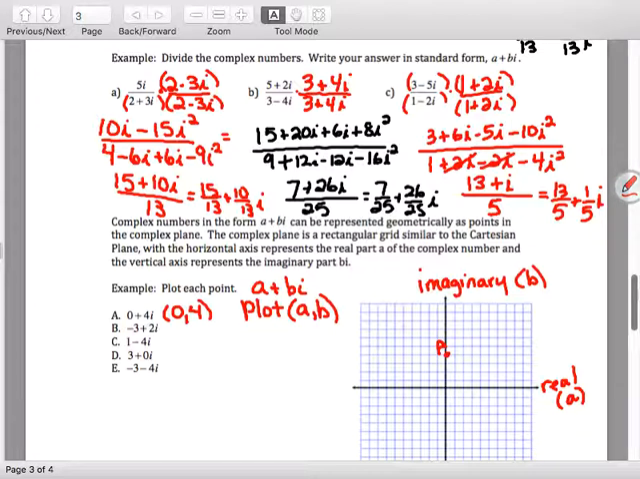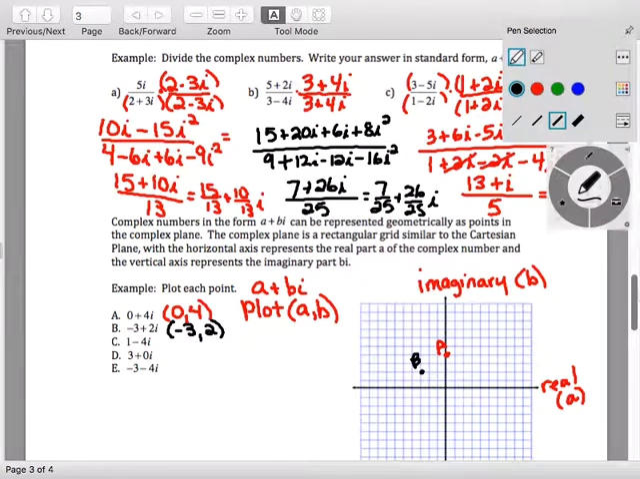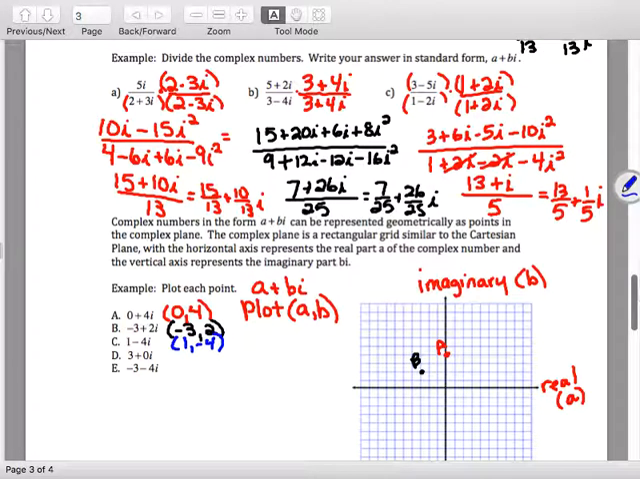To do letter B, I'm going to write it as -3, 2. So you go left 3 and up 2. We'll label it B. All right, letter C. 1 minus 4i, you plot 1, -4. So I go right 1 and down 4. We'll call that C.